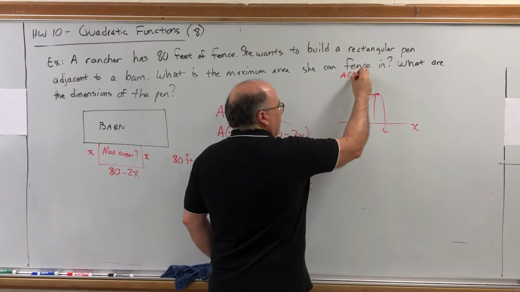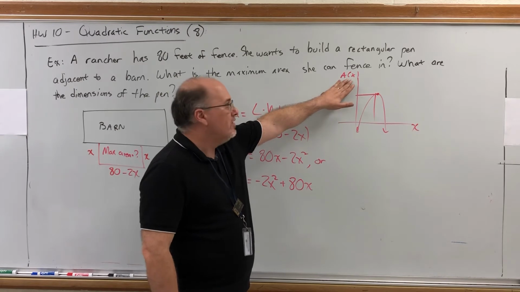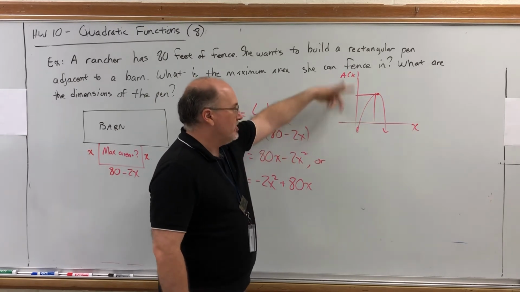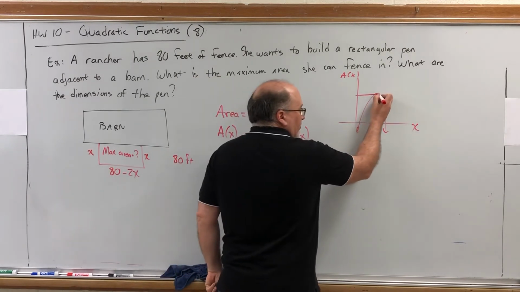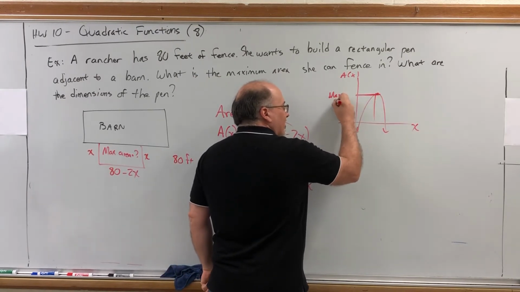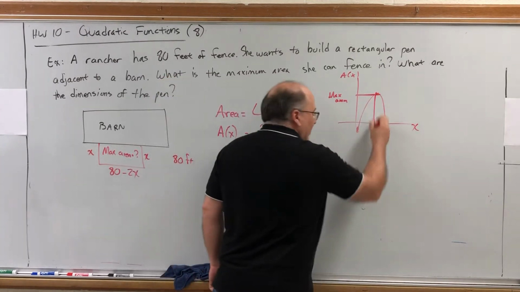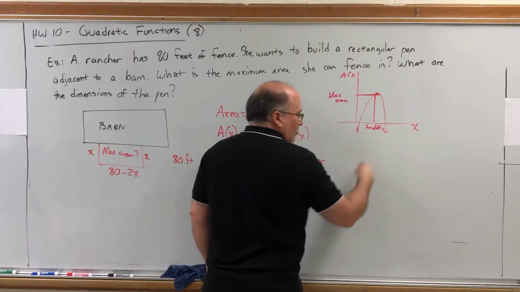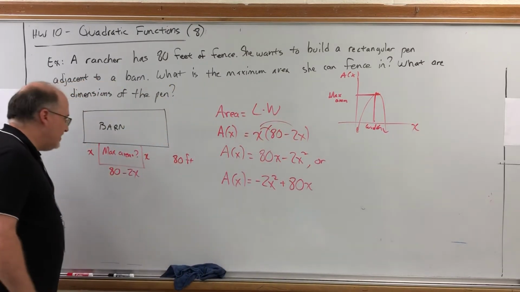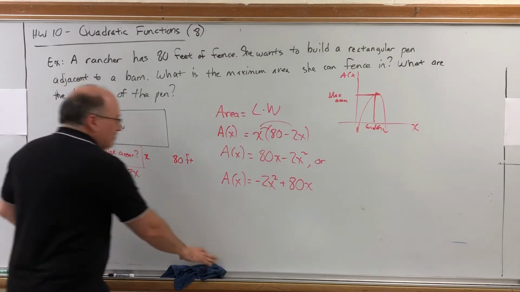Remember, the y value is the functional value, the value that comes out of the function. So instead of calling this y, I can call it A of x. But whatever this vertex is, that should tell us how to find the maximum area, which is what we're looking for. And if we can find the vertex, it'll tell us what the width is. Remember, the x is the width that we need to set up to get that maximum area. So let's find the vertex.